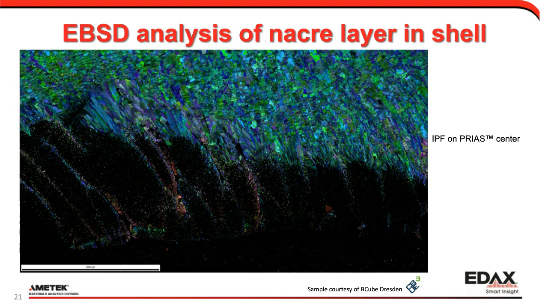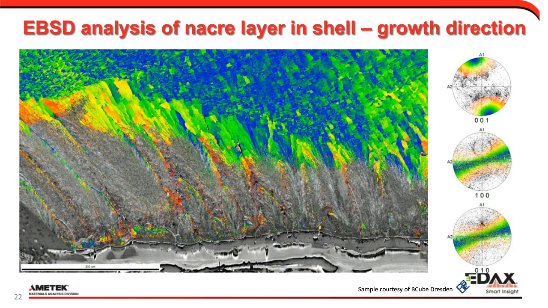And finally, we could even look at the growth direction. This is really interesting because we see that in the larger area, the lamella area, it's more consistent, but as it goes towards the edge, we have some changes in the growth direction as seen by the pole figures on the right-hand side.